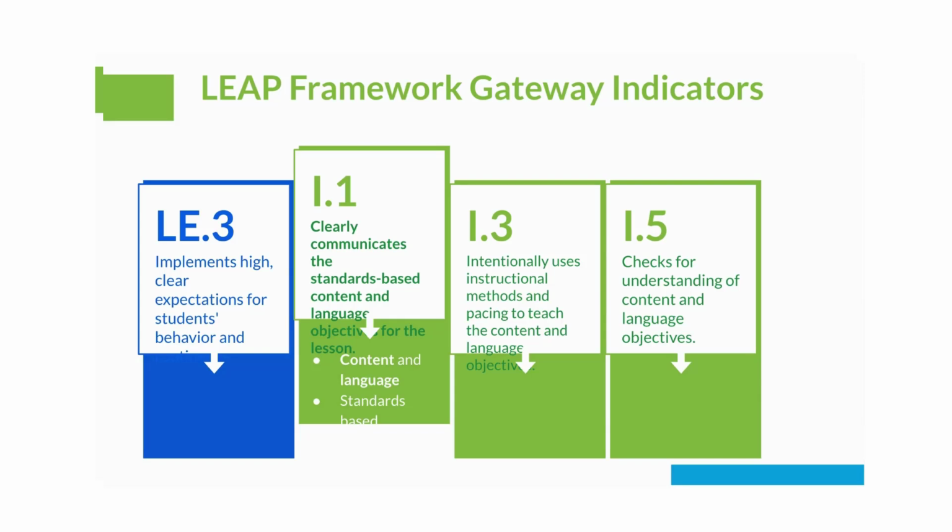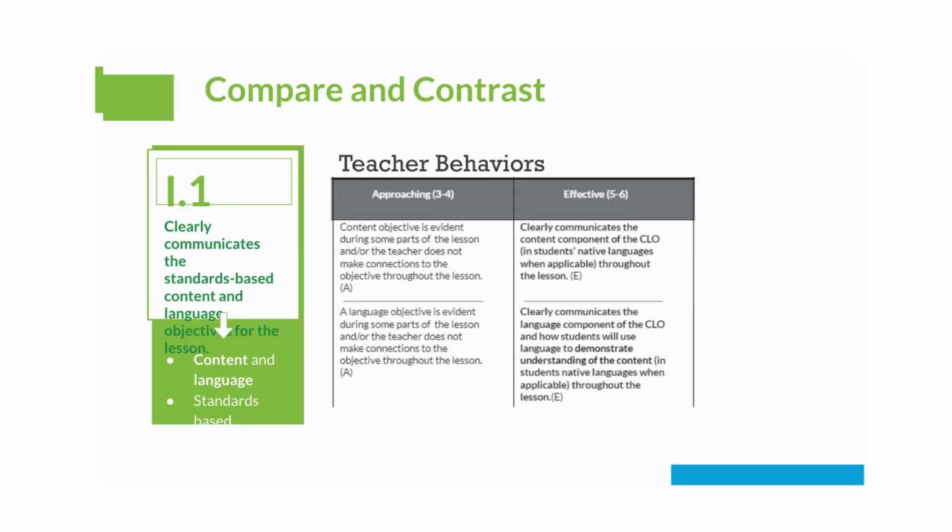The next indicator we are going to explore is the first indicator in the instructional methods section of the framework. I1 is titled Clearly Communicates the Standards-Based Content and Language Objectives for the Lesson. Clearly communicating both the content and language objectives is foundational to effective classroom instruction. In your Gateway Indicators document, please take the time to look at I1, where you are invited to read and compare the first two effective teacher behaviors and the first two approaching teacher behaviors.